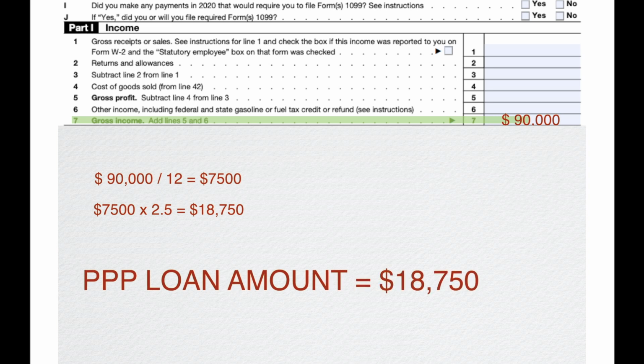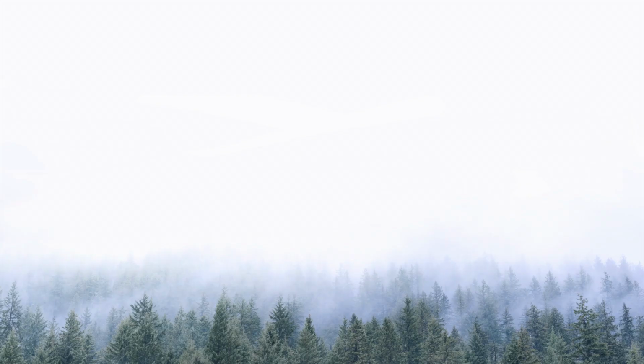The reason why we're calculating the PPP loan amount this way is because SBA provides up to 10 weeks of your income, which will be forgivable. So I hope it makes it a little more clear now, but if you're still confused, then leave a comment below with your confusion and I'll help you with that.